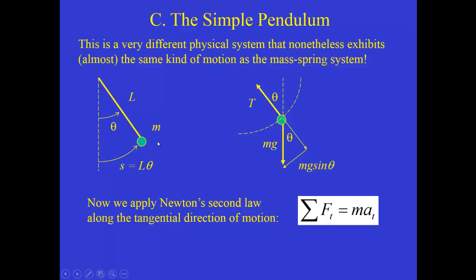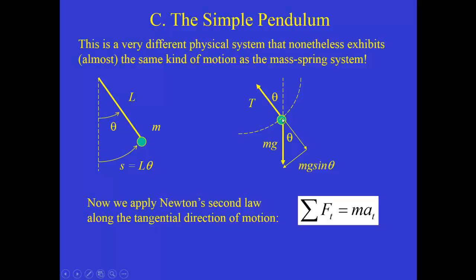Okay, so we're going to do the same thing that we did in the mass spring system and write down Newton's second law along the tangential direction of motion, right? Because in this case, we could adopt the coordinate system where we have a radial coordinate and then we also have a tangential coordinate, and we know that along the radial direction the object doesn't move. It doesn't get any closer to the pivot point or further away from it. It stays at a constant distance L away from that. So its only motion is along the tangential direction, which is instantaneously the motion along this circular arc.